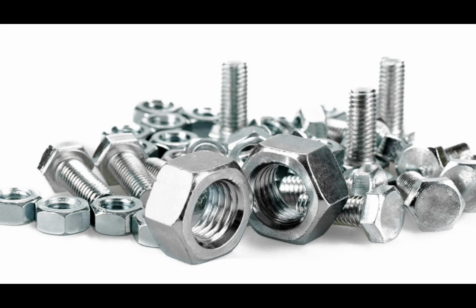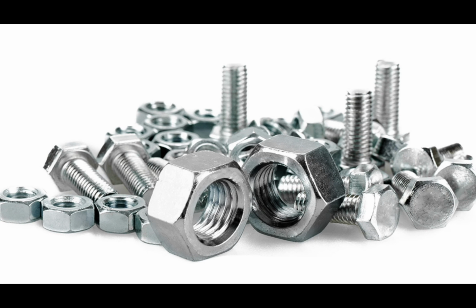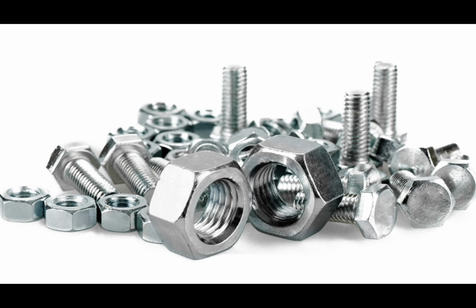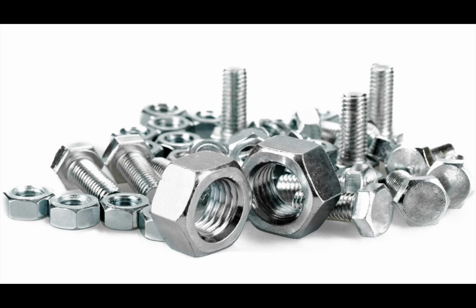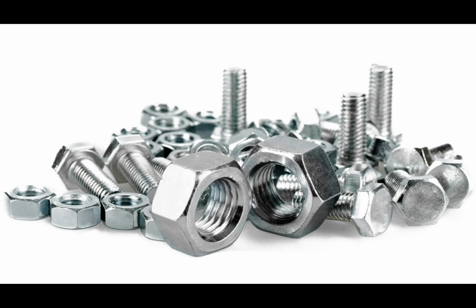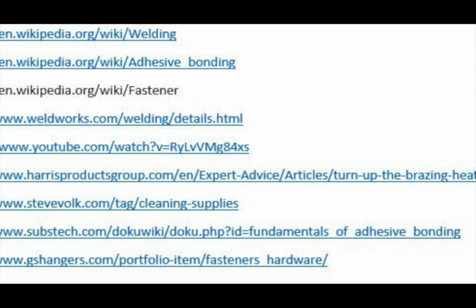Fasteners and adhesive bonding are cheap, however welding requires expensive machinery and skilled workers, so it is more expensive. Fasteners can normally be installed quickly. Welding can be more time consuming due to prep work and the number of welds. Adhesives may need more time to cure.